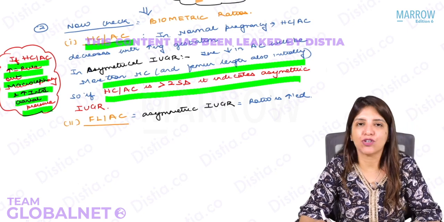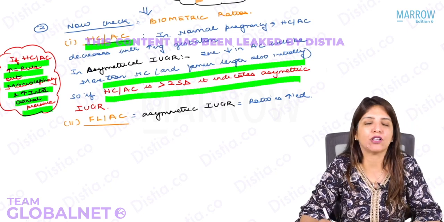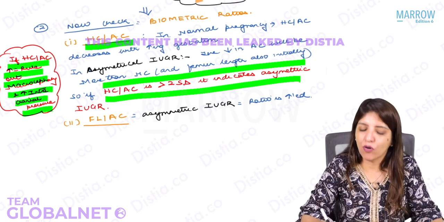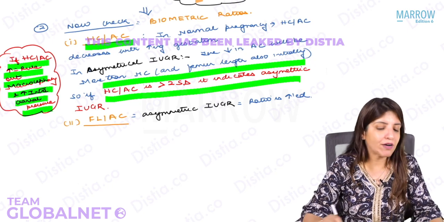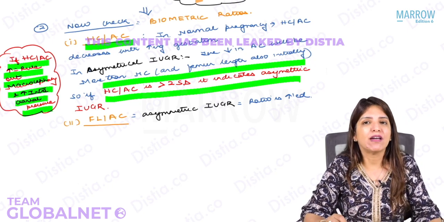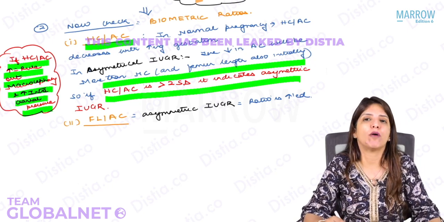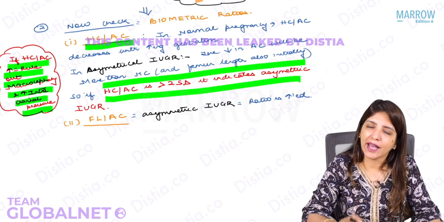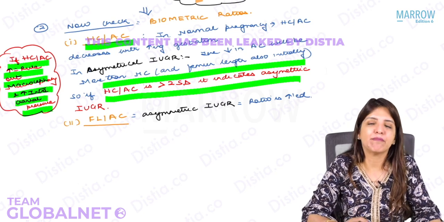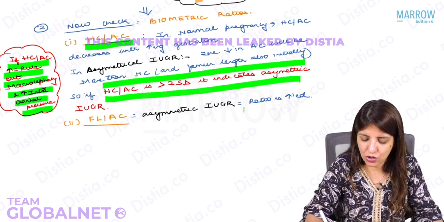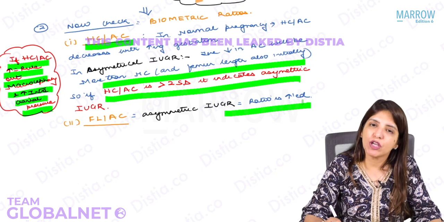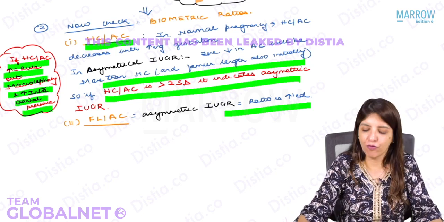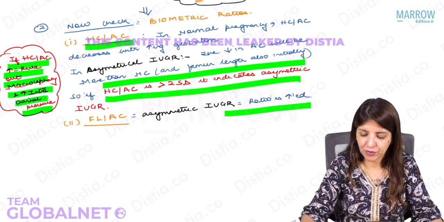Now, the second ratio which I'm going to see is femur length upon abdominal circumference. As I told you just now, in case of asymmetrical IUGR, head circumference is not affected, femur length is less affected, and abdominal circumference is maximally affected. Right? So the abdominal circumference will decrease, and because it decreases, this ratio will increase. So the femur length to abdominal circumference ratio is also increased in case of asymmetrical IUGR. Right?